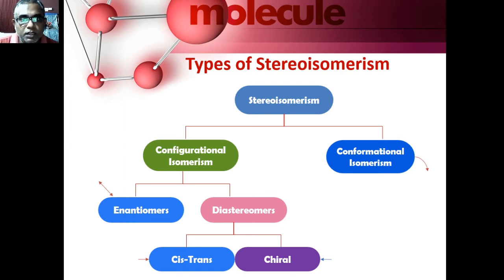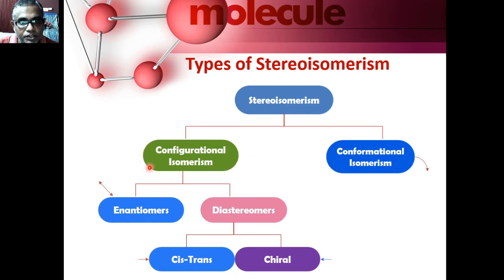To start with, let us try to understand the different types of stereoisomerism. When we say stereoisomers, they differ in the arrangement of atoms or groups in three-dimensional space. The best examples are an enantiomer and a diastereomer. Now, if we try to classify stereoisomerism, it can be classified into configurational isomerism and conformational isomerism.